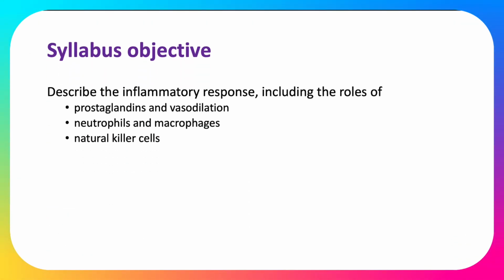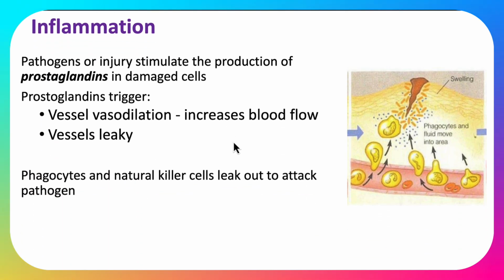So it's specifically about the inflammatory response. And there's three things that we need to talk about in terms of the inflammatory response. So inflammation, you can think of inflammation as swelling. So when a pathogen or some sort of injury, like you sprain your ankle or something, it can stimulate that inflammatory response by the release of prostaglandins that are released from the damaged cells.